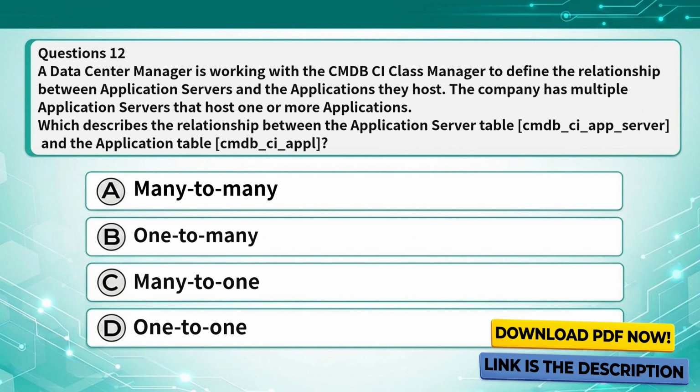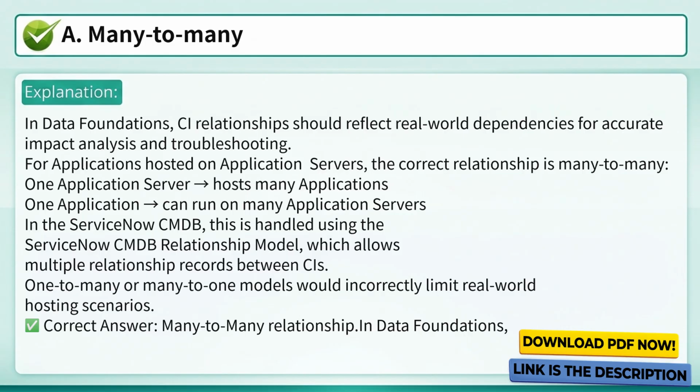Question 12. A data center manager is working with the CMDB CI class manager to define the relationship between application servers and the applications they host. The company has multiple application servers that host one or more applications, which describes the relationship between the application server table, cmdb_ci_app_server, and the application table, cmdb_ci_appl. A. Many-to-many. B. One-to-many. C. Many-to-one. D. One-to-one. Answer: A. Many-to-many.